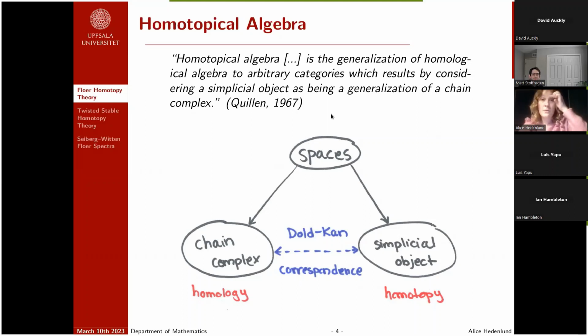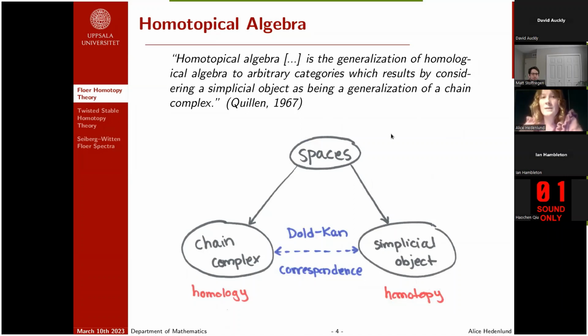So Quillen is saying that homotopical algebra is supposed to be a generalization of homological algebra to arbitrary categories. So what does he mean by that, right? What he means is that in general, the chain complex, although it captures a lot of the things about our spaces, doesn't capture the entire homotopy type. So if I have a space, it might in some situations be better to, rather than associate some sort of chain complex to that data, associate some sort of simplicial object.